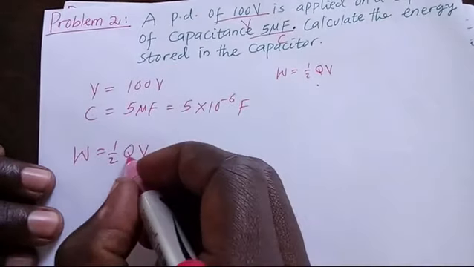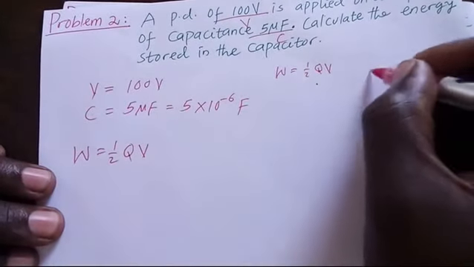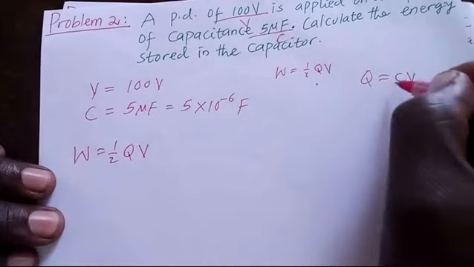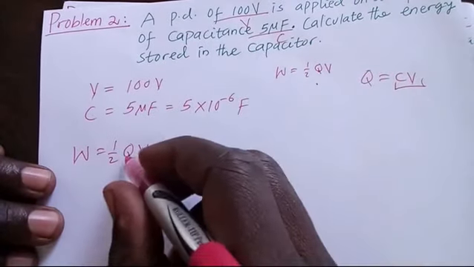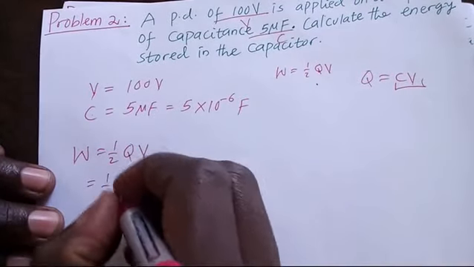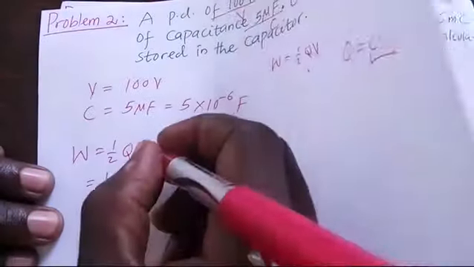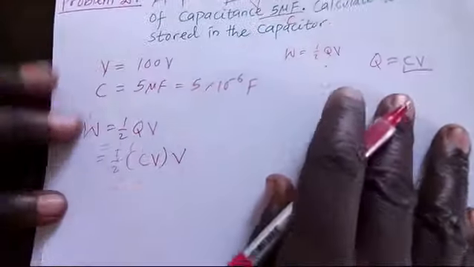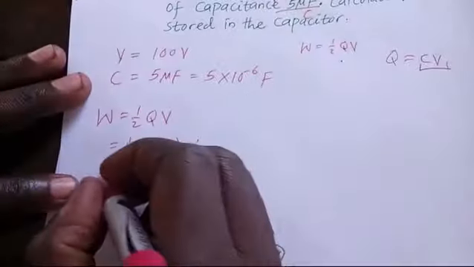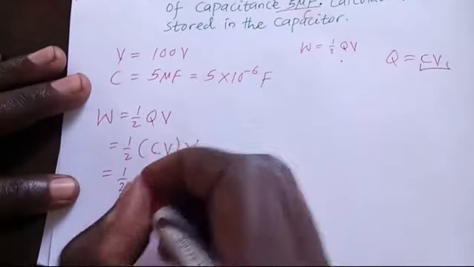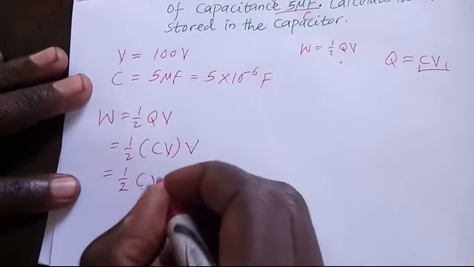You see that? So this Q, remember your Q is CV. So you put CV instead of Q. And this is equal to half into CV. And then you still have V here. What is in the bracket is for the Q. And this is equal to half. We clear the bracket. We have C, V times V, V squared.